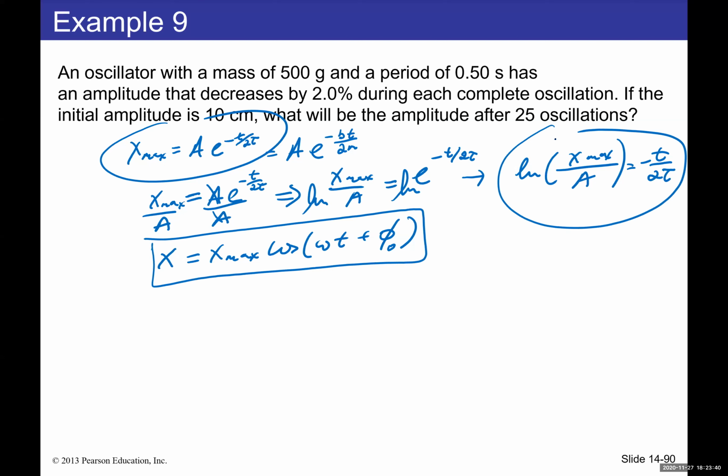So what I can say here is that x max is equal to 0.98 of the amplitude, because it decreased by 2% when time is equal to 0.5 seconds. That's the information provided in the example, right? It decreases by 2% at a time of 0.5 seconds. That means I can use this in the equation we just derived to solve for tau.